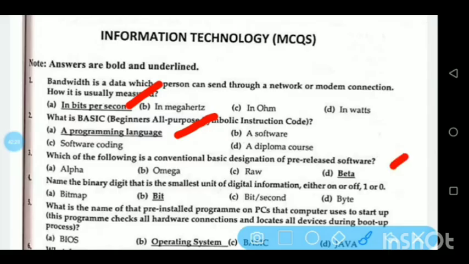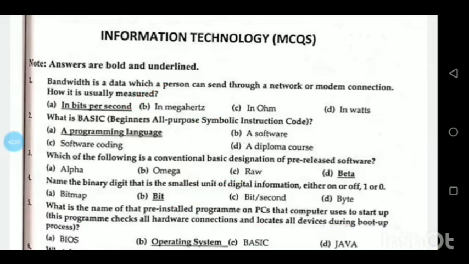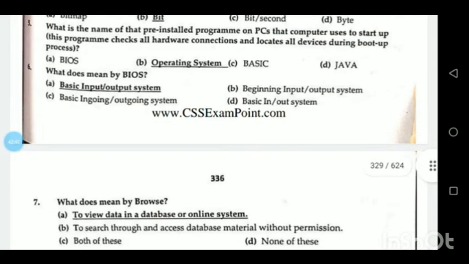Which of the following is a conventional basic designation of pre-released software? Beta. Name the binary digit that is smallest unit of digital information, either on or off, 1 or 0. Bit.